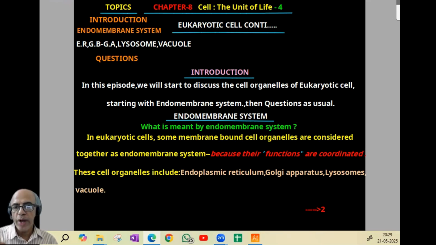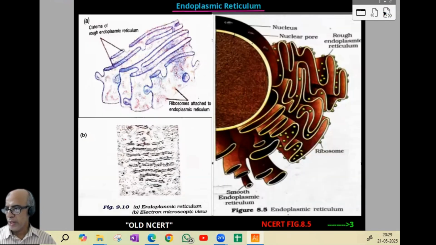Because their functions are coordinated. And these cell organelles include endoplasmic reticulum, Golgi apparatus or Golgi body, lysosome and vacuole. I think the first page is clear. Now we can proceed to the second page with the endoplasmic reticulum. This is the first cell organelle.